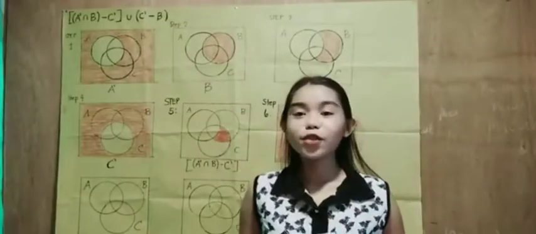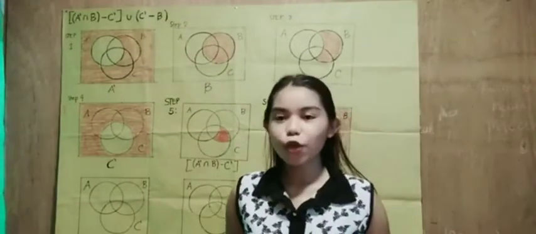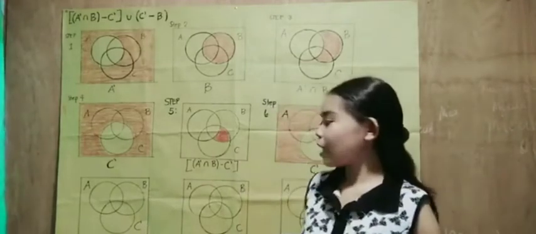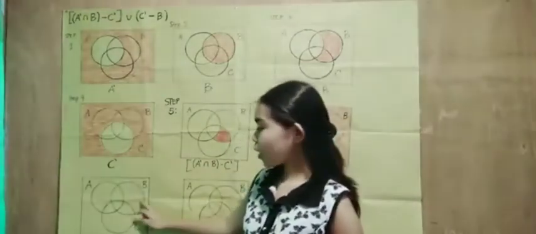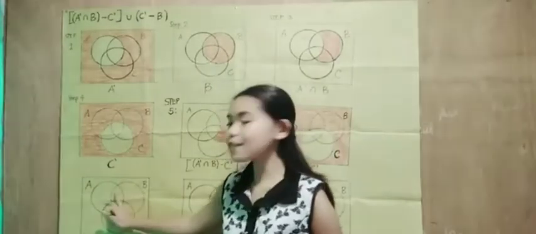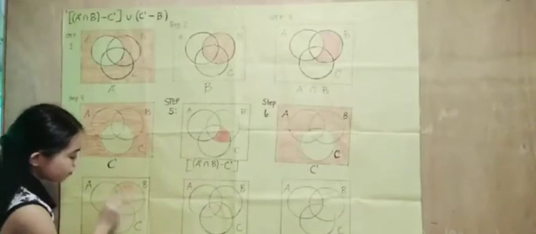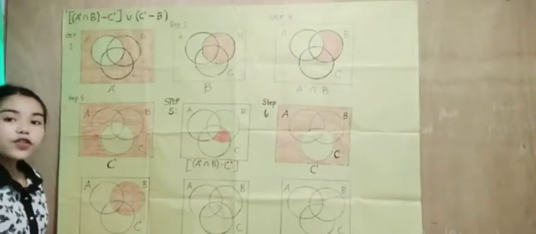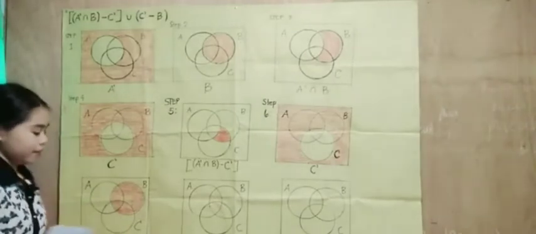So next we're going to find B. So B is all of the sets that we can find inside B. So this is our B, so we need to shade everything inside here. So this is now our B.